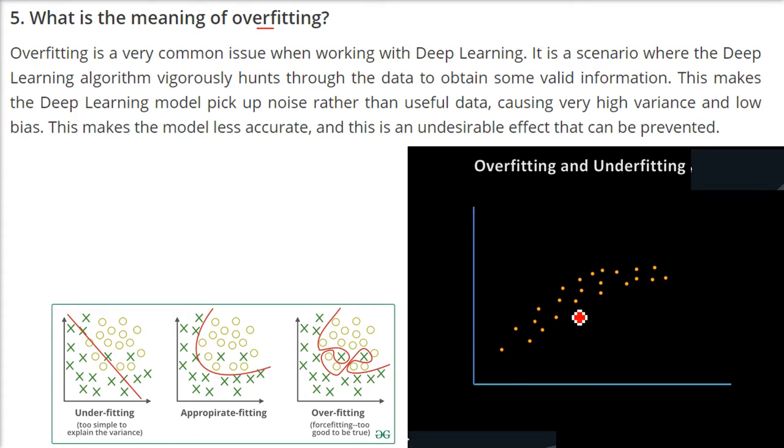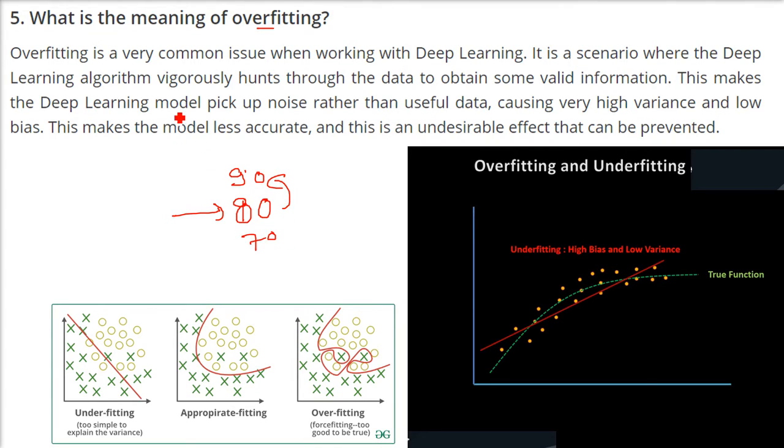It just goes and tries to find out some valid information. So this makes the deep learning model pick up noise. For example, you thought you would get 80 in an exam. You predicted that and you got 90. So you overfitted. And if you got 70, that is underfitted.